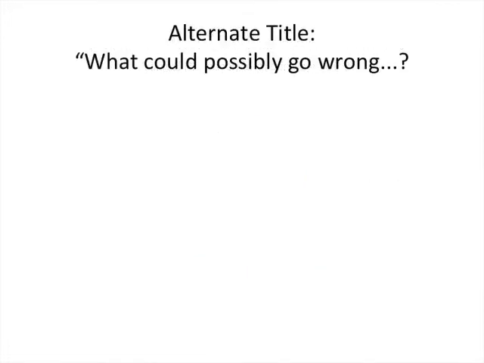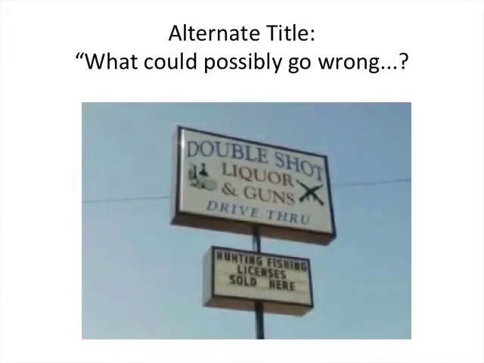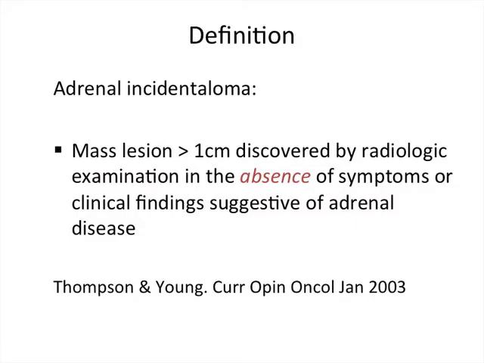The alternate title of this is, what could possibly go wrong? What's wrong with picking up the biopsy needle? That's along with other good ideas for a suspected pheochromocytoma. So we've talked a little bit about the definition, which was the mass lesion. You'll notice a lot of Paul's references came from William Young, of the Mayo group in Rochester, who has a great interest in adrenal incidentalomas and speaks frequently about their assessment.